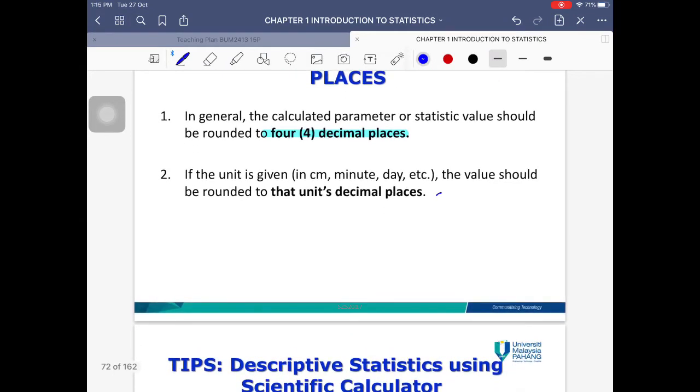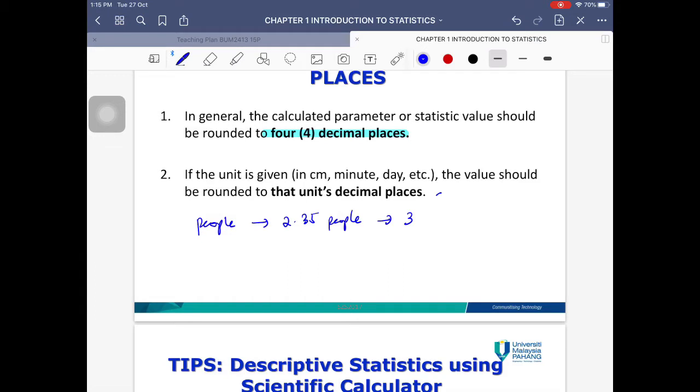If the unit is given, the value should be rounded to that unit's decimal places. What does that mean? For example, your data is about people. When I do the calculation, I figure out that it's going to be 2.35 people. How is it possible to have 2.35 people? Therefore, what you're supposed to do is round it up. So 2.35 is going to be 3 people.